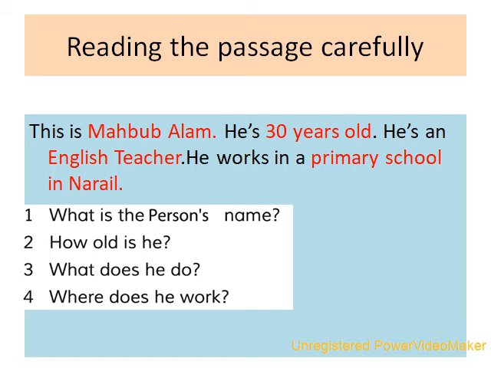He is an English teacher. English teacher is written in red color. You can underline it in your book. He works in a primary school in Norail. Primary school in Norail is written in red color. You can underline it in your book. So we have read the passage.